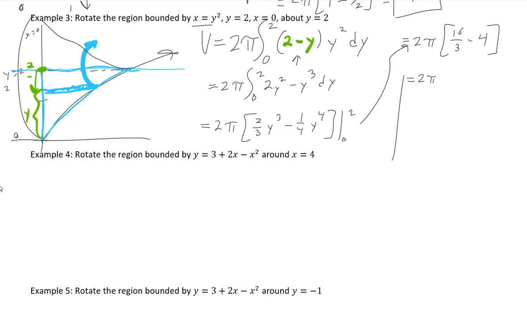So we get 2 pi times 4 over, if I put that over 3, that's 12/3. So 16/3 minus 12/3 is 4/3. And we get an answer of 8 pi over 3.